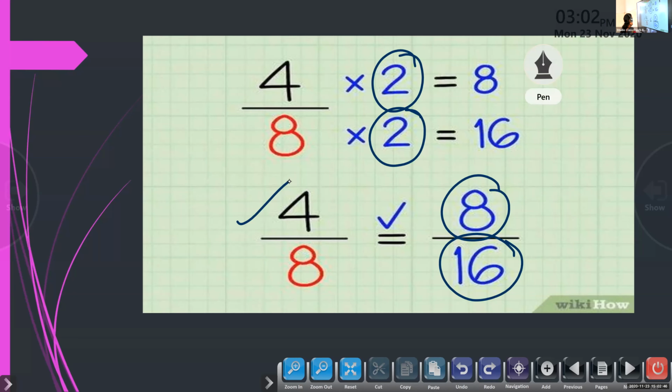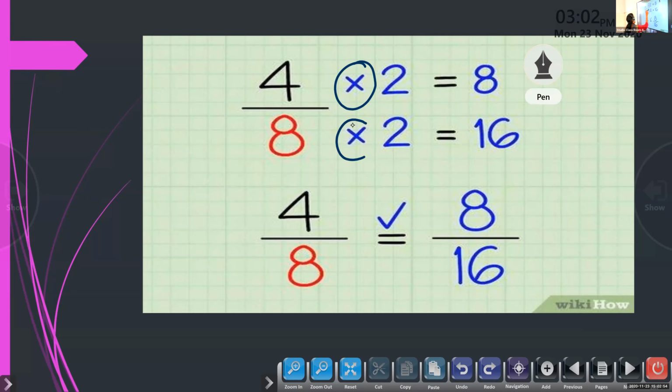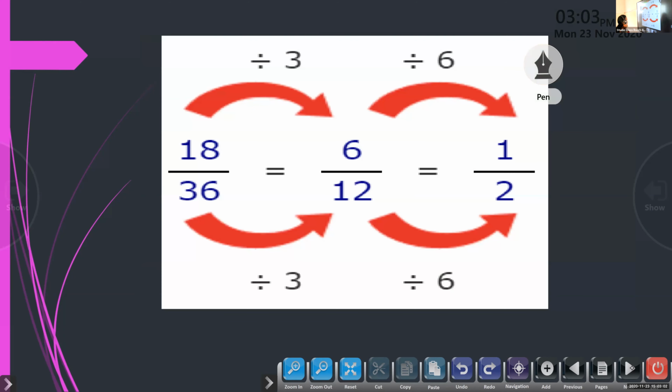Okay. 4 by 8. Here, how did you get this fraction? By multiplication. Look here, multiplying both numerator and denominator by the same number. Also we can make equivalent fractions by dividing. Look here, children. 18 divided by 3, you will get 6. 36 divided by 3, you will get 12. So 18 by 36 is also equivalent to 6 by 12. How are we doing it here? Division.